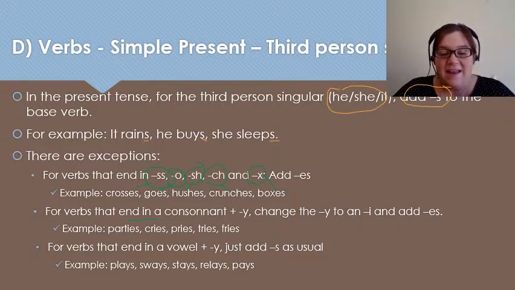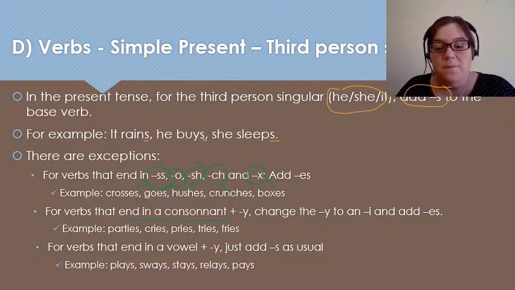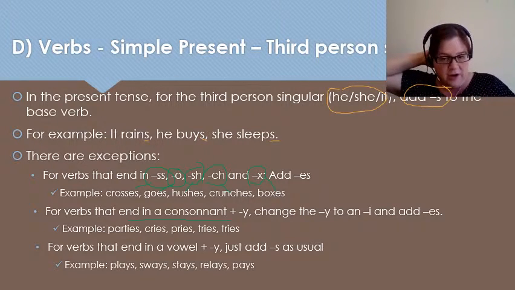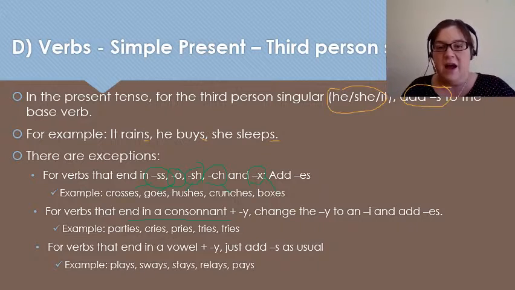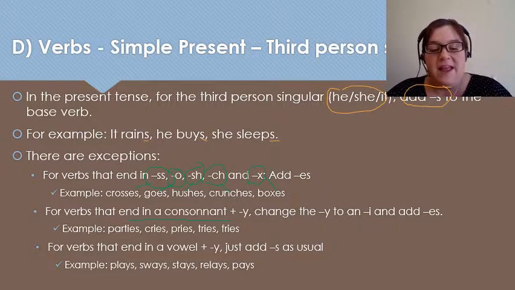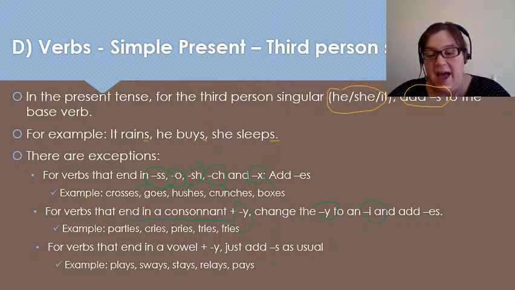For verbs that end in a consonant, so remember what a consonant is? It's not a vowel. So vowels are a, e, i, o, u, sometimes y, but we're not going to talk about y here. So it's a, e, i, o, u. So verbs that end in a consonant and a y after, you change the y to an i and add es.